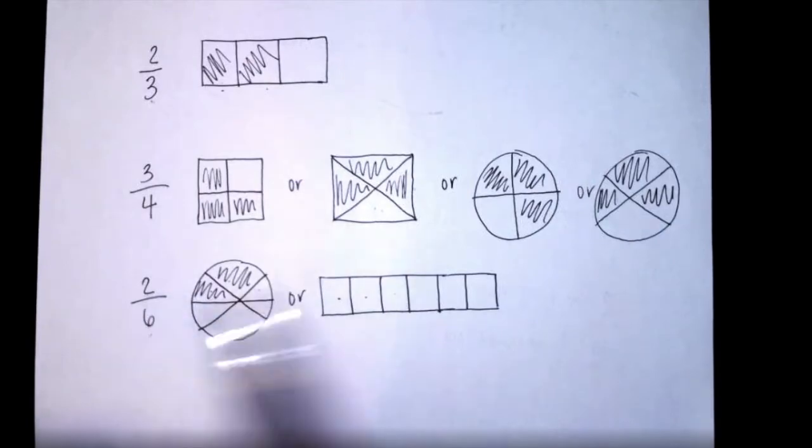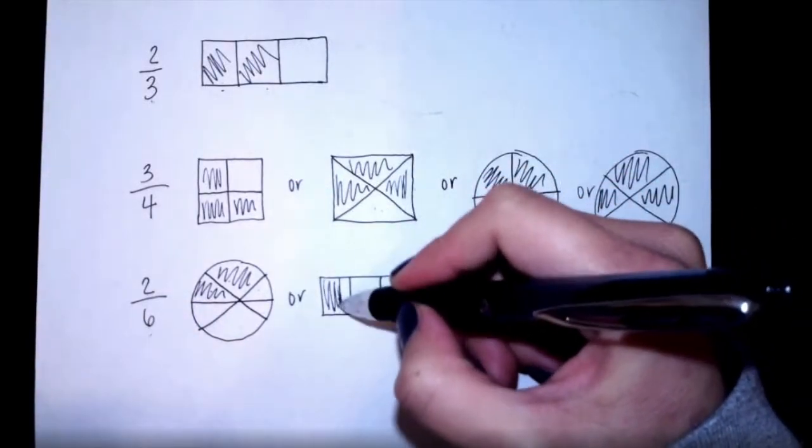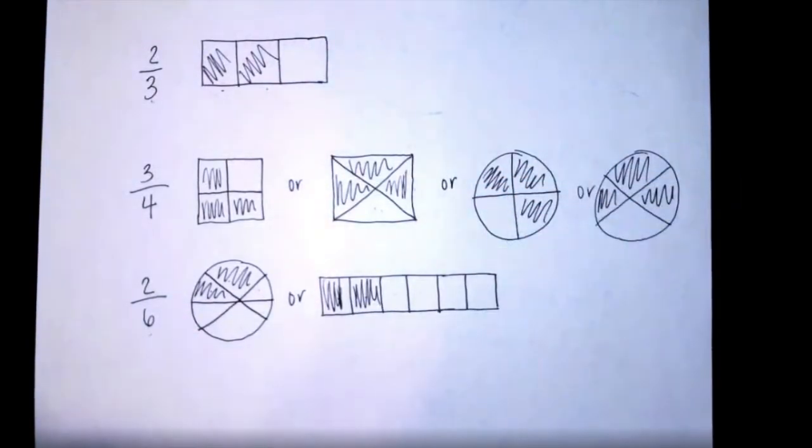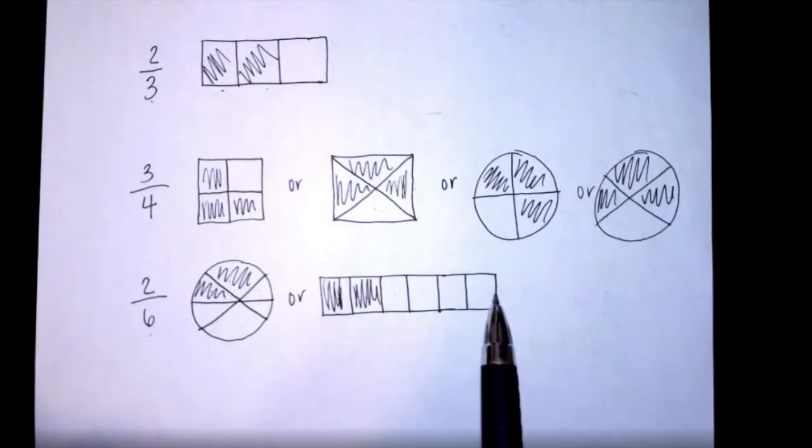If I wanted to color 2 of them, I would have shaded 2/6. Or you could say there are 1, 2, 3, 4/6 unshaded that are not colored. Right?